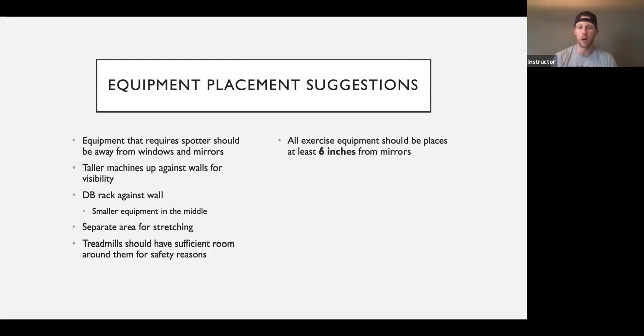Dumbbell racks typically go against the wall. And then your smaller equipment goes in the middle. That might be like weight trees, those little triangle pyramids with the weights on them, right? That could be in the middle. Again, a separate area for stretching.